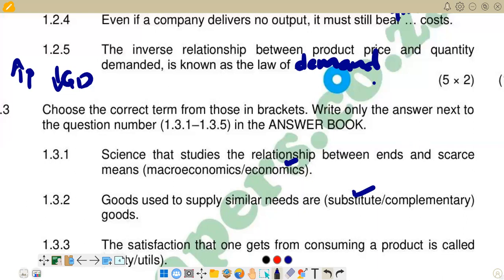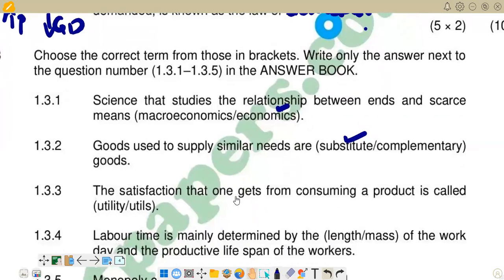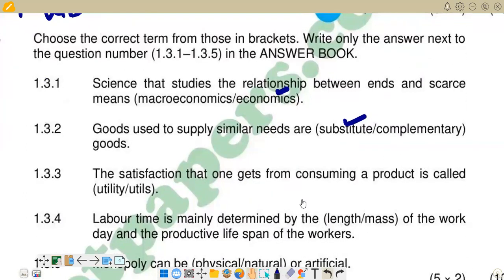Then we go to the next one, which says the satisfaction that one gets from consuming a product is called what? We know that the satisfaction that we gain from consuming a product is called utility. So utility becomes the most appropriate, but we also have utils there. Utils is a unit of measuring utility. You take, for example, mass can be measured in kilograms. So kilograms is a unit of mass. It's the same here: we have utility, and utils is a unit that is used to measure utility. So that's what we have there.